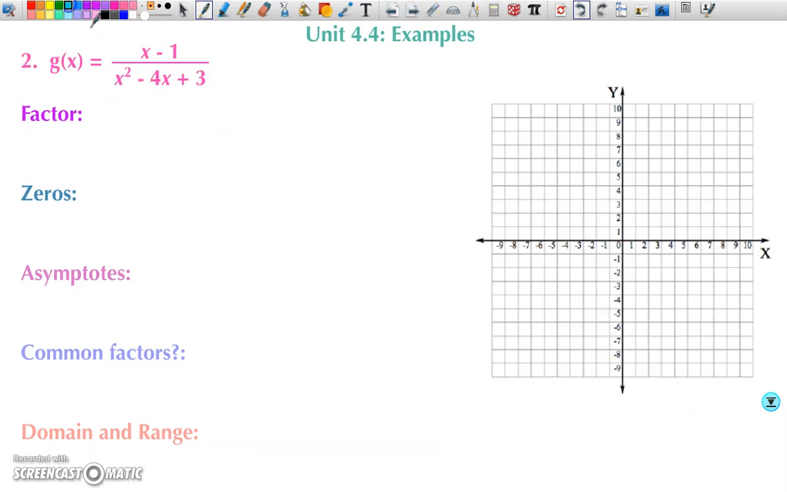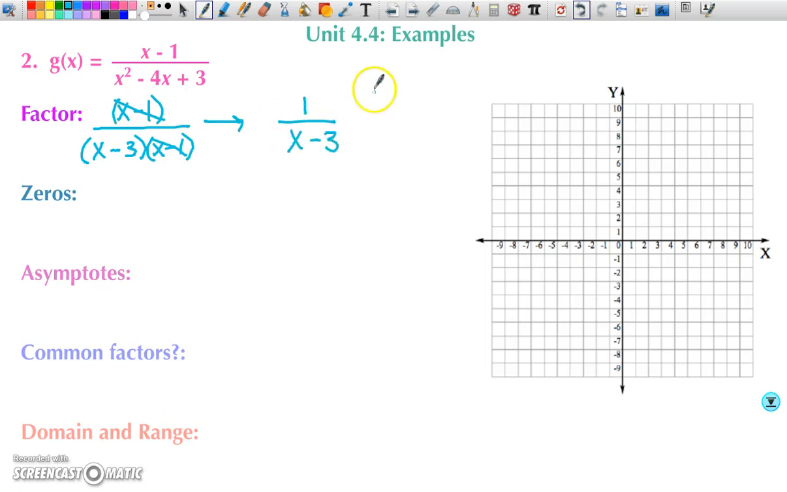Okay, so here's another example. Start with factoring. Well, the top, there's nothing we can do to it, so it's still x minus 1. But the bottom can be factored into x minus 3 times x minus 1. So then what happens is we have a common factor, so those are going to cancel out, leaving you with 1 over x minus 3. And so now this is just a reciprocal function because it doesn't have a variable in the top anymore. So when we go to graph it, we're going to use properties of the reciprocal function.